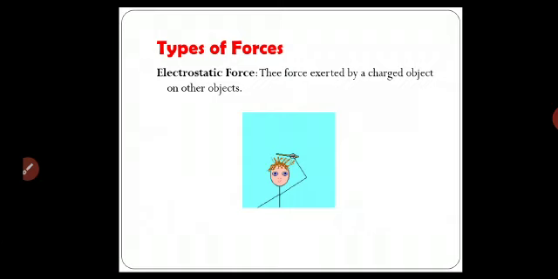Now take the same comb and bring it near a piece of paper. What will happen? The piece of paper will be attracted to the charged object. The charged object is nothing but your comb. The pieces of paper will be attracted to it, and that is nothing but the electrostatic force, the force that a charged body exerts on another charged or uncharged object. You can try doing this at home.